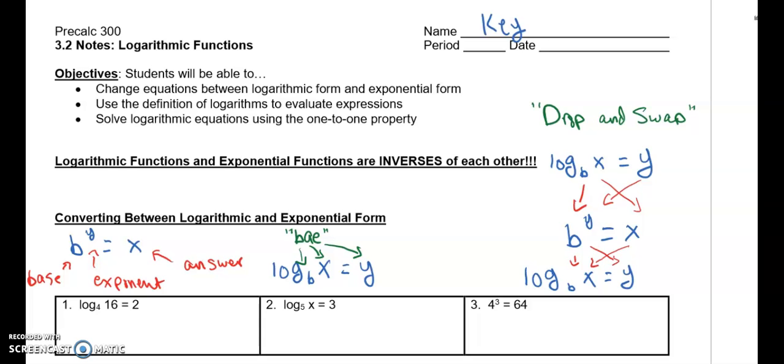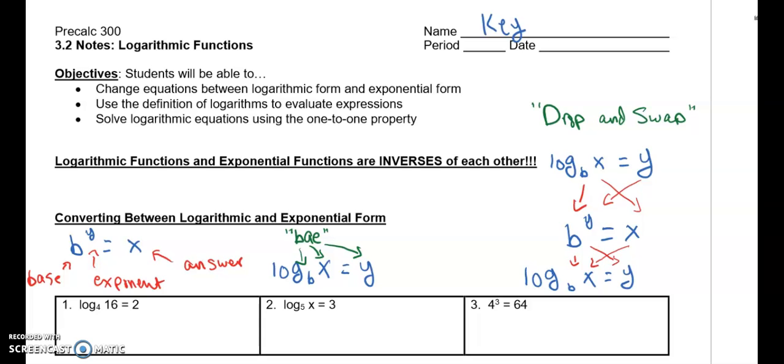We'll convert between log form and exponential form. I'll show you how those are related and how we can solve problems with it. We're going to evaluate some log expressions, and then we'll use the one-to-one property for logs, which is real similar to the one that we learned, the one-to-one property for exponents in one of our previous screencasts.